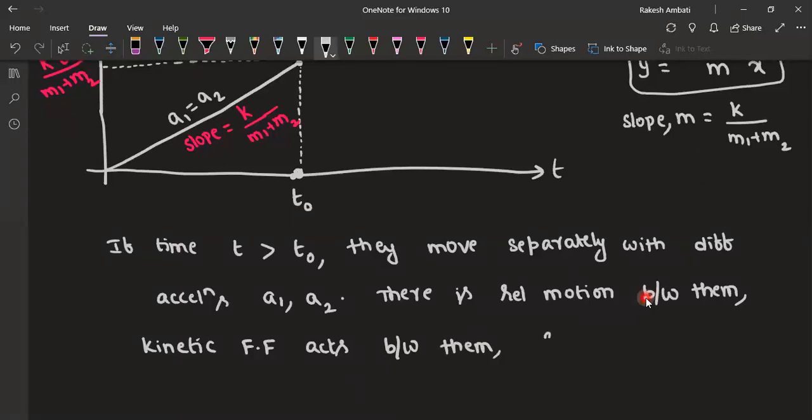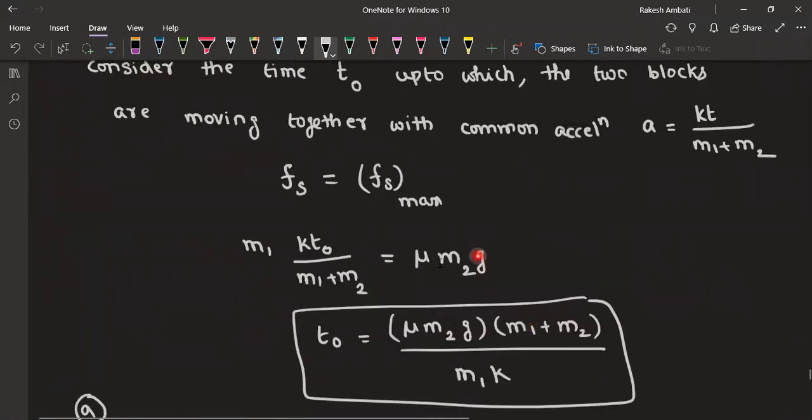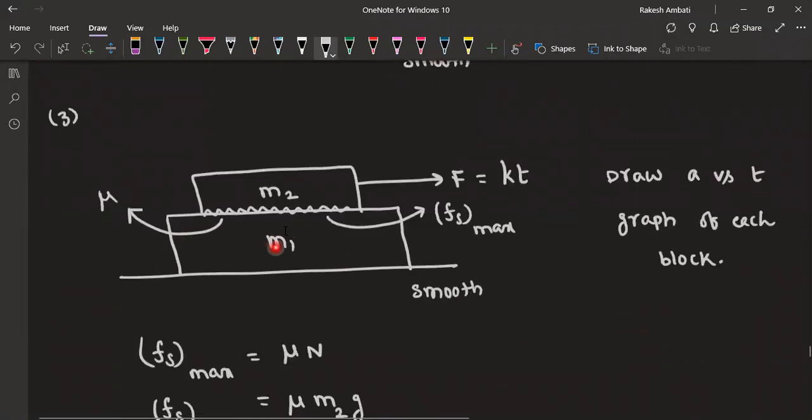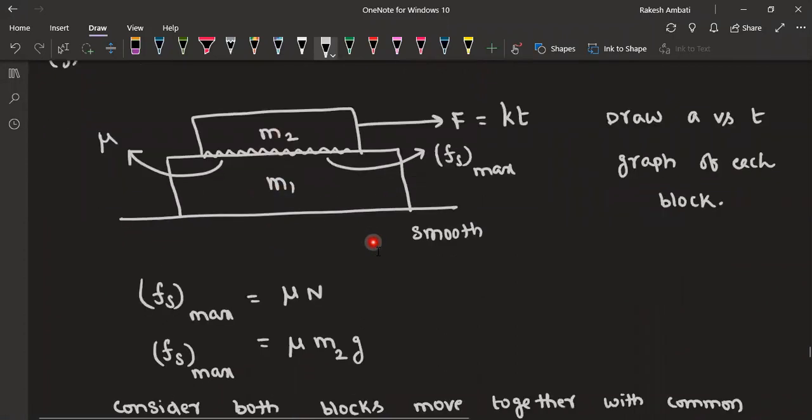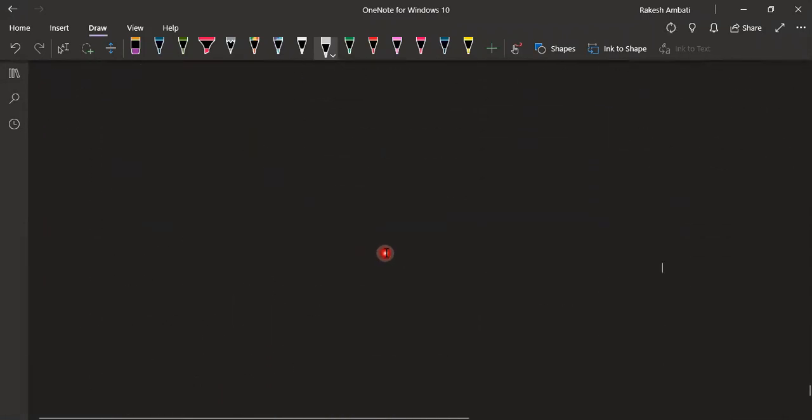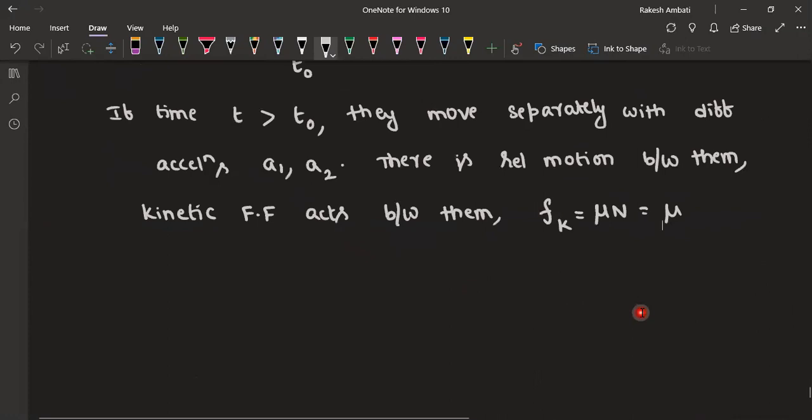And what is the value of this kinetic frictional force? Equal to mu into N. So mu into, and what is the N value here? M1g or M2g? M2g. So here the N value is M2g.